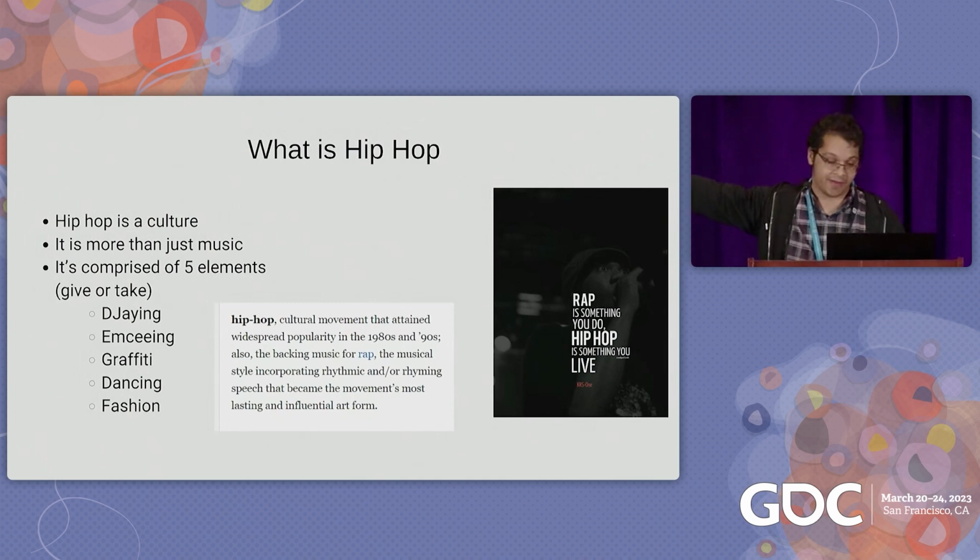This number, 5 here, elements, is arguable. Some people will say it's more, some people will say it's less. I think the original one I heard was like 4. I included fashion in my description because I think that's an important element of the culture, how we dress, how we stunt, right? DJing is the original art form. It's the mixing of the tables and bringing that break beat.